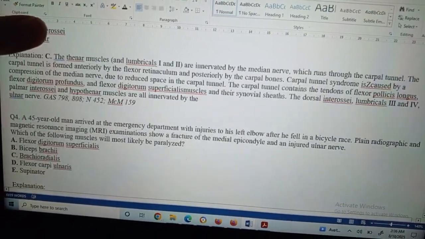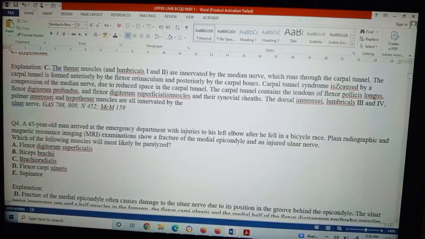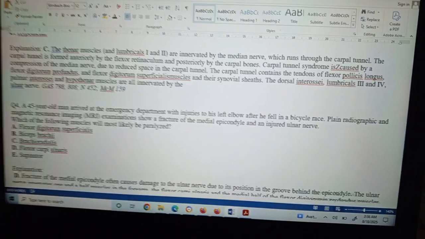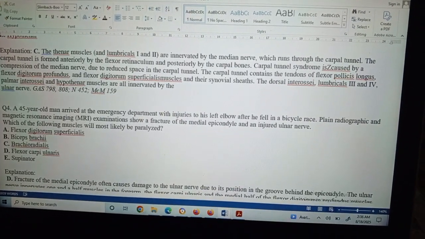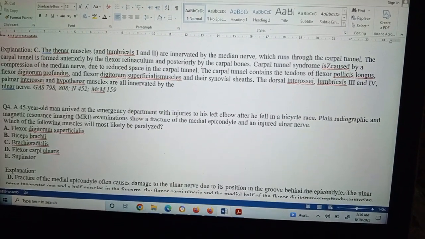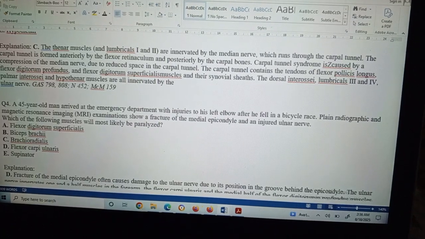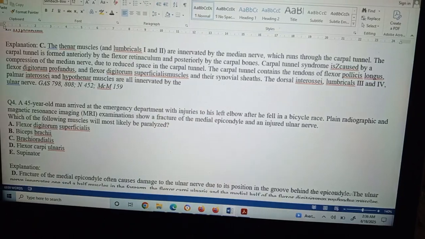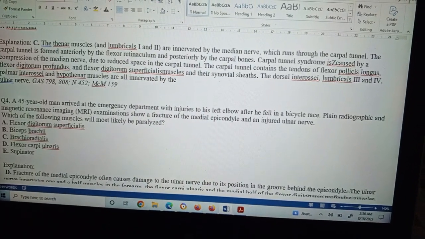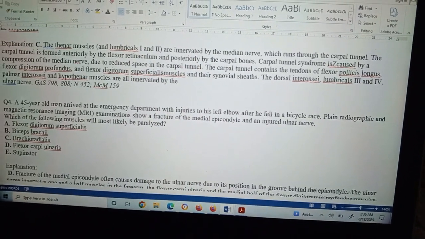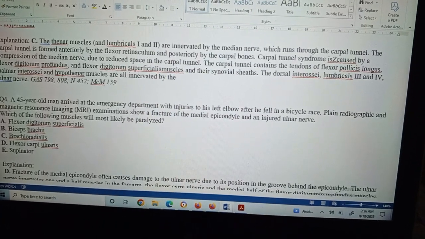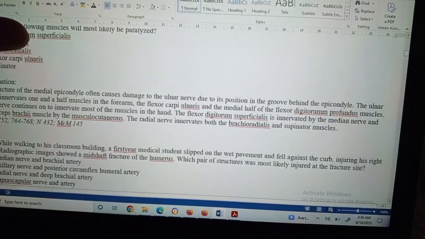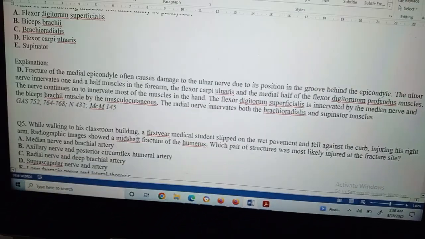Question number 4: a 45-year-old man arrived at the emergency department with injuries to his left elbow after he fell in a bicycle race. Plain radiography and MRI examination show a fracture of the medial epicondyle and an injured ulnar nerve. When you see that there is a fracture at the medial epicondyle, it means that there is ulnar nerve injury. And the ulnar nerve supplies which muscle? Flexor carpi ulnaris. So the concept is clear-cut. Now you can see the other muscles.